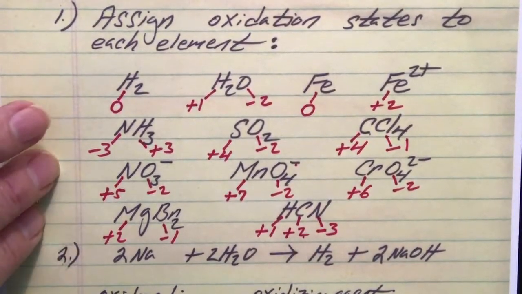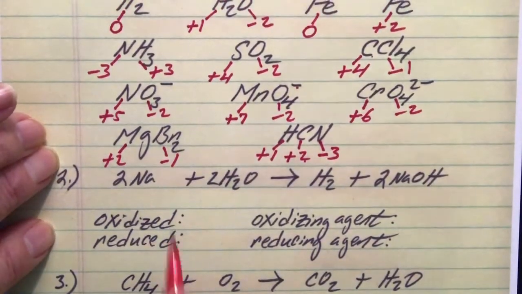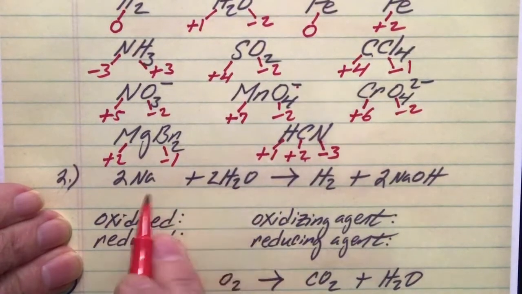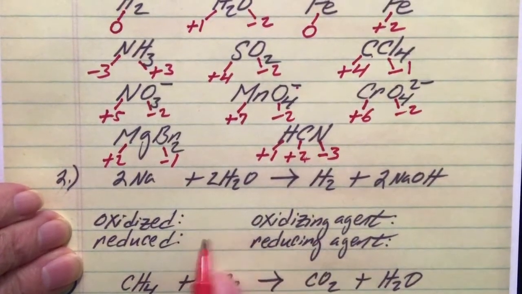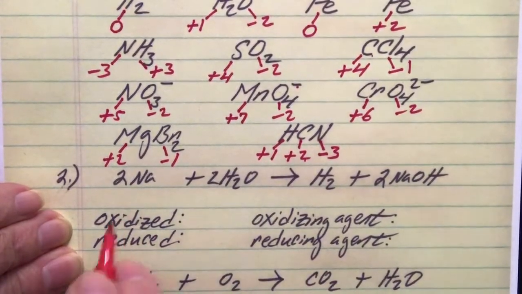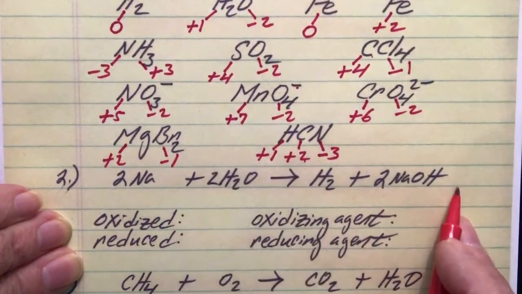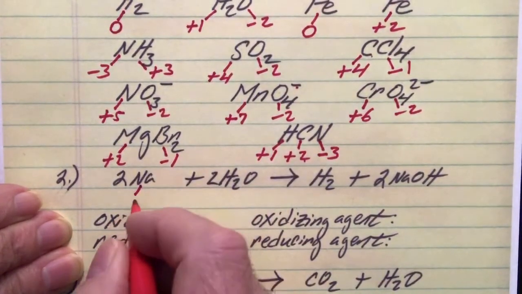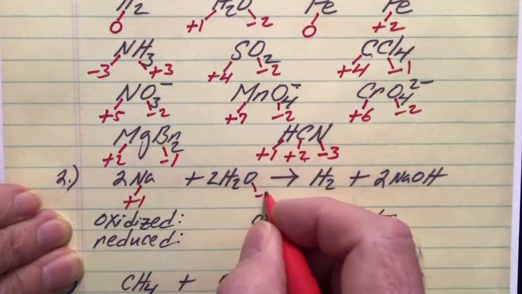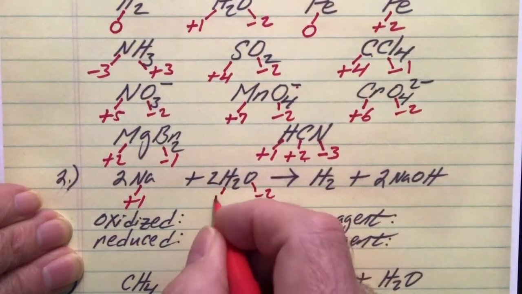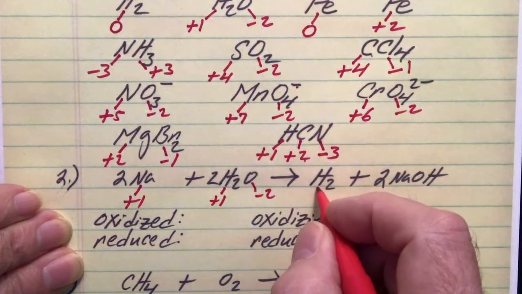Okay, now we're going to look at some chemical reactions and see which is oxidized, which is reduced, what is the oxidizing agent, and what is the reducing agent. So hopefully this will make a lot more sense after we work through these. Now the first thing you need to do is assign oxidation states to everything. So sodium has an oxidation state of +1. Oxygen is a -2. Hydrogen is a +1. On the product side, hydrogen is diatomic in its elemental state, so it's 0.